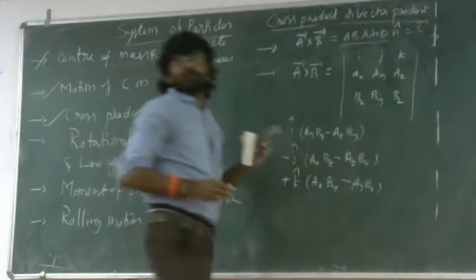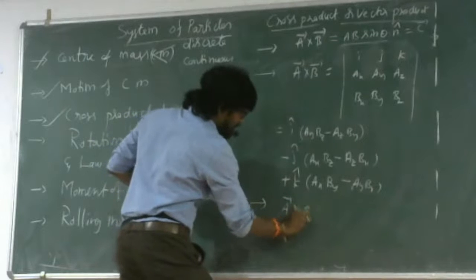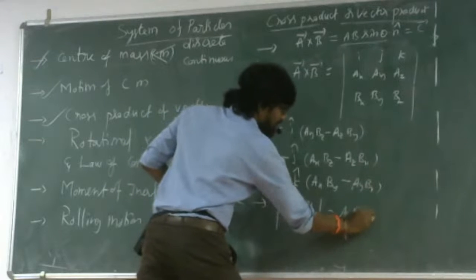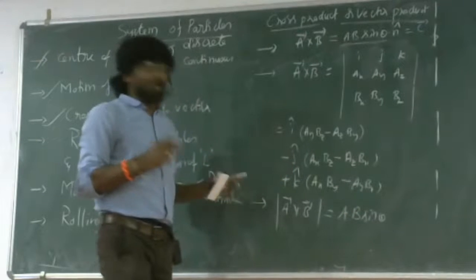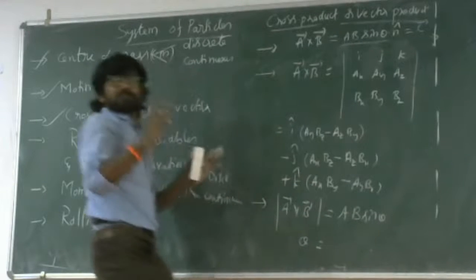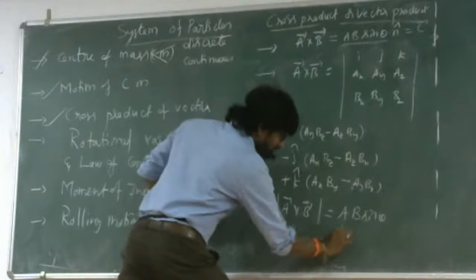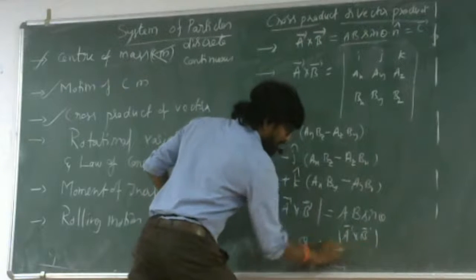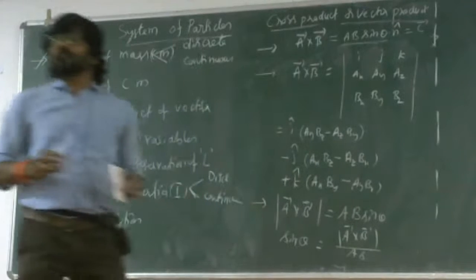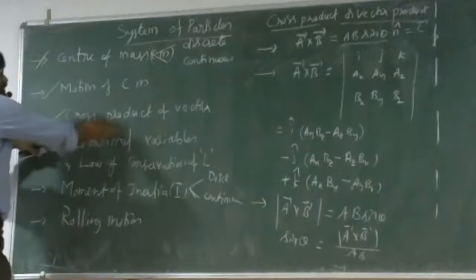This gives the direction. So you can also write A vector cross B vector is equal to that, where the magnitude of this is equal to AB sin theta. So from this you can say sin theta is equal to this by this. If you are asked to find the angle between them, you can use this relation: sin theta equal to modulus of A cross B by AB, or theta is sin inverse of that. This gives the angle between the two vectors. Got it? So these are a few points you have to remember about the cross product of vectors.